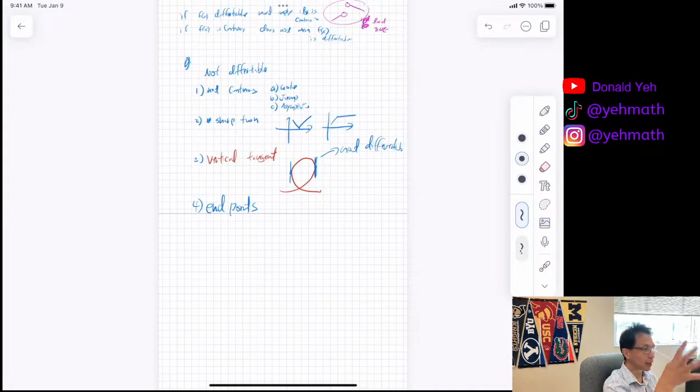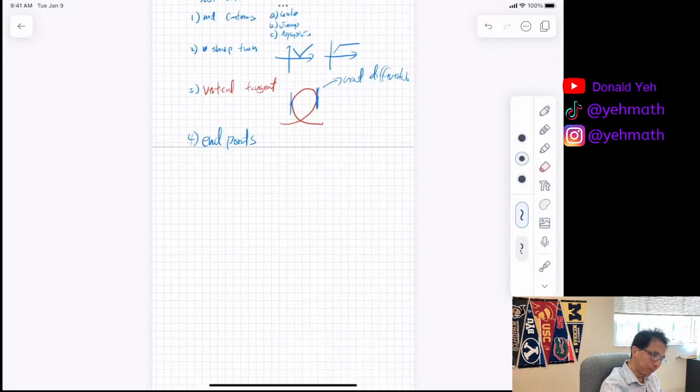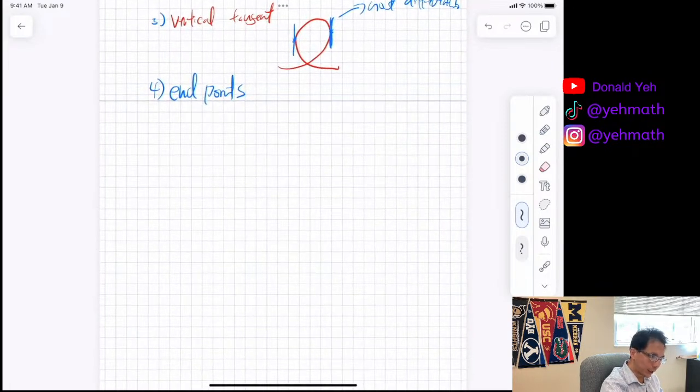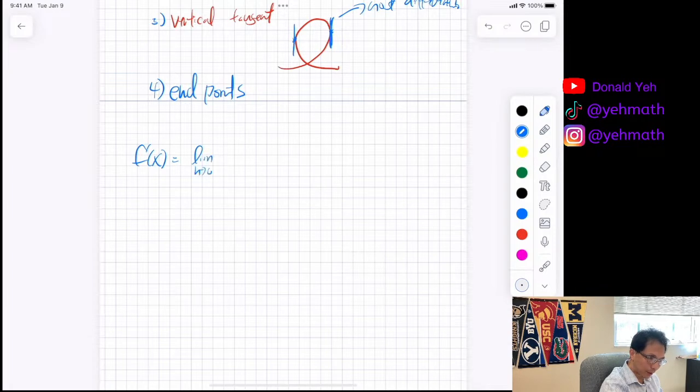So today I'm going to give you a graph and ask you where it's not differentiable. You just have to recognize it. The next thing is, we already learned this. What is this? f prime of x is equal to the limit as h approaches 0 of f of x plus h minus f of x over h.